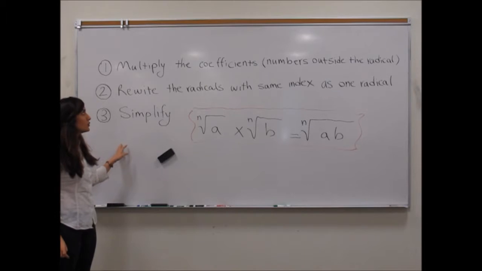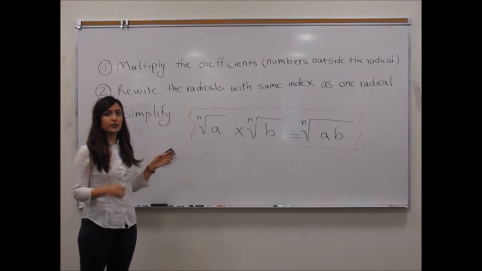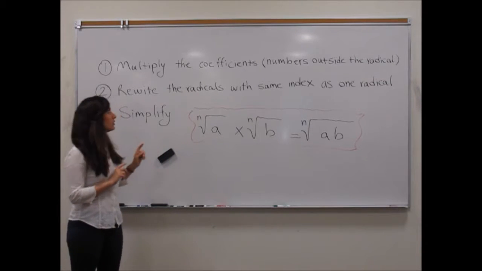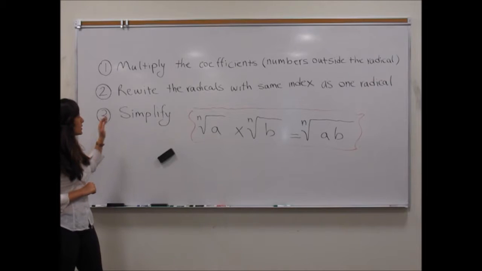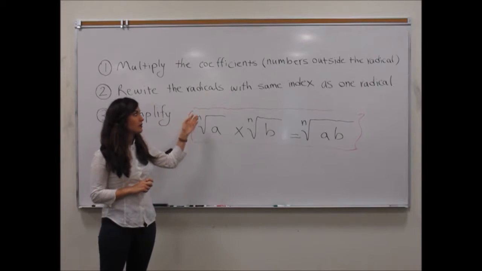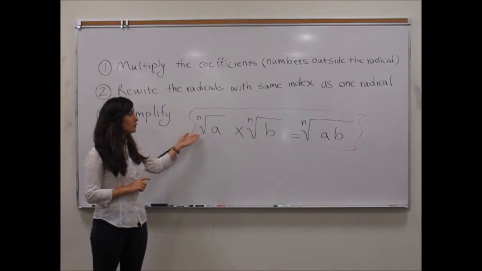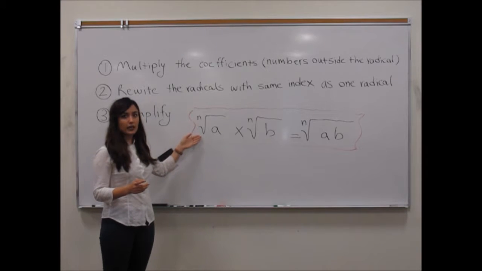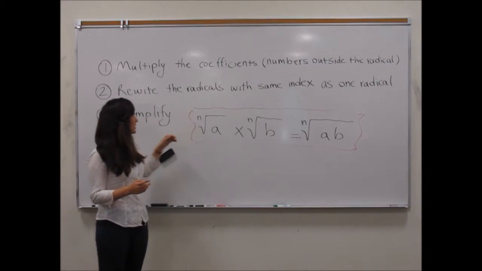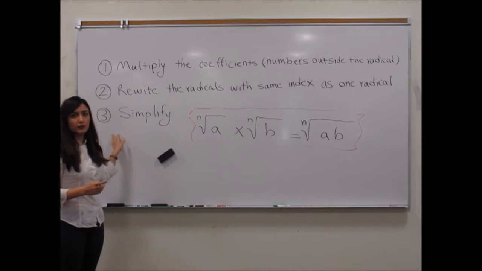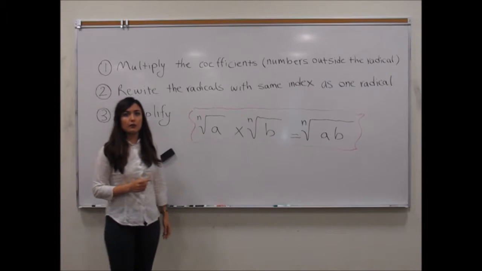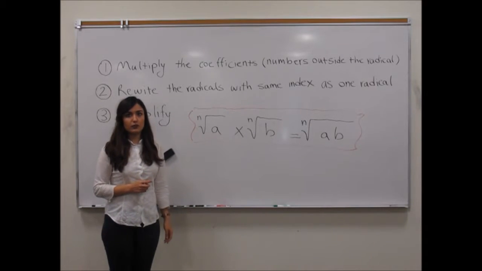in this video, and there are some steps to follow to simplify radicals. The first step is to multiply the coefficients. Coefficients are the numbers outside of the radical. The second step is to rewrite the radicals with the same index as one radical, technically using this property, and then we can simplify. So when I come back, we're going to do more examples.